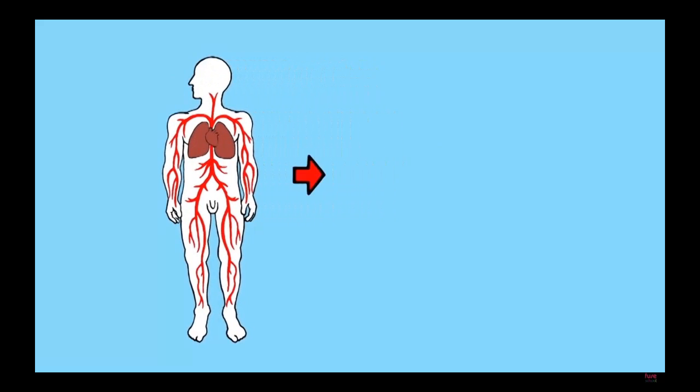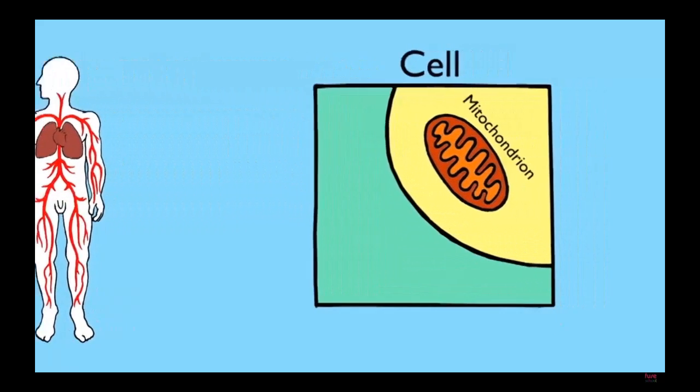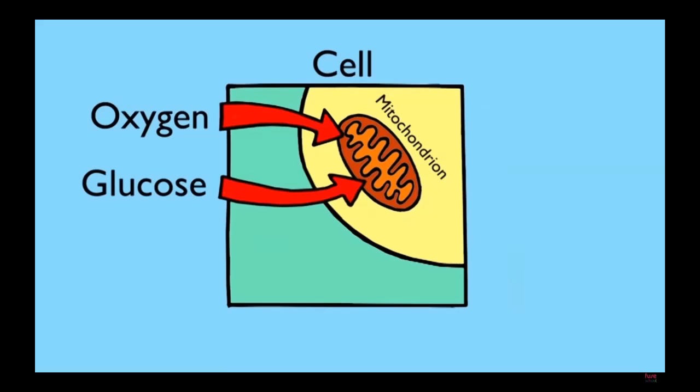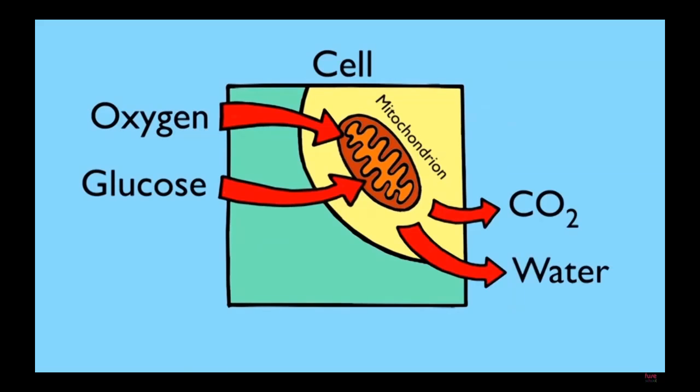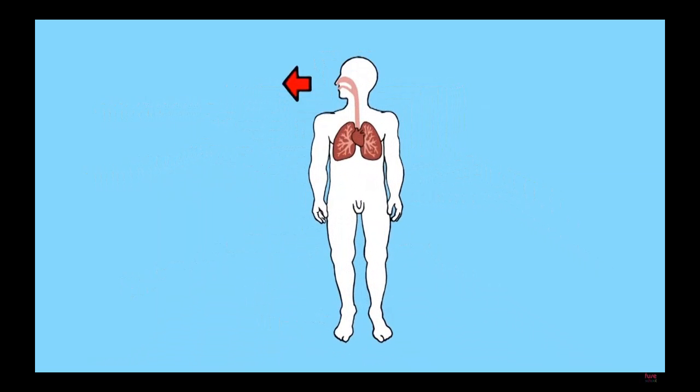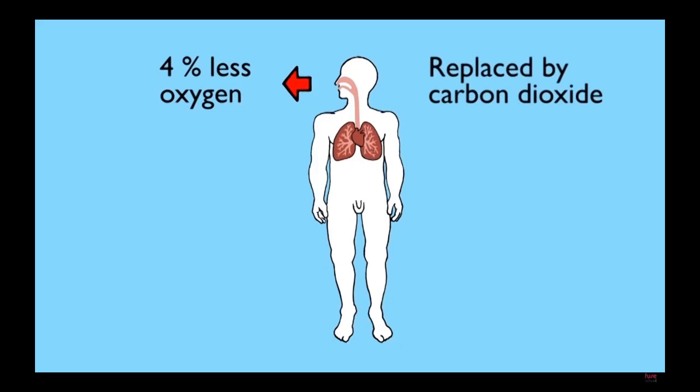Respiration is taking place in the cells of your body. Oxygen combines with glucose, building up carbon dioxide and water, and releasing energy. This enables cells to function and our bodies to survive. As you breathe out, air now contains roughly 4% less oxygen than when you breathed in. This has been replaced by another gas called carbon dioxide.